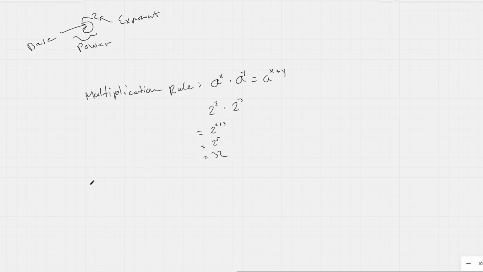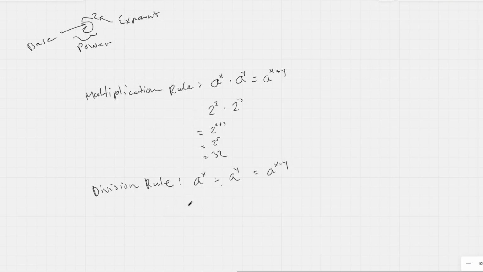The next rule I want to look at is the division rule. Now, just like the multiplication rule, when you're using the division rule, they have to have the same base. So if I have a to the power of x divided by a to the power of y, right? And they have the same base, I can just do this. Instead of addition, I'll show you some subtraction here. So we're going to do a to the power of x minus y, like that.